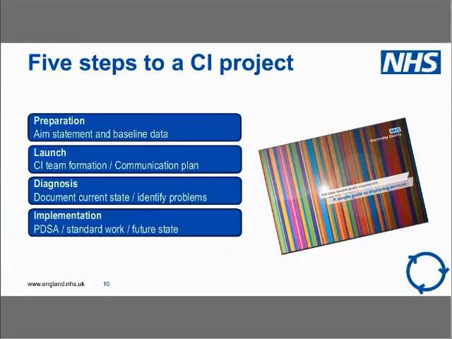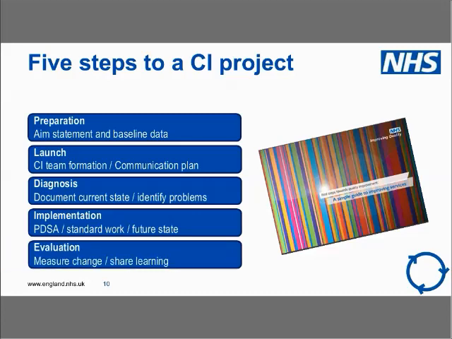Next is getting on with implementation. Once we know what the problem is and what the aim is, we can form some ideas for changes that we think are going to deliver the outcome that we're looking to achieve. This is where our plan, do, study, act model for improvement, which we've talked about several times previously and will do more today, comes in, creating those work standards and designing the future state. That's hopefully going to deliver our improvement aim.